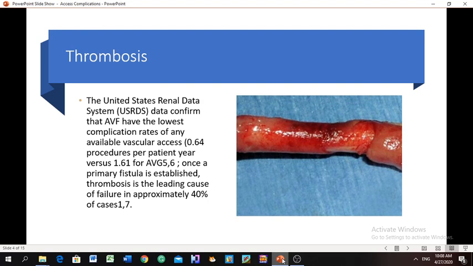The United States Renal Data System data confirm that arteriovenous fistulas have the lowest complication rates of any available vascular access, 0.64 procedures per patient year, and 1.61 for arteriovenous grafts. Once a primary fistula is established, thrombosis is the leading cause of failure in approximately 40% of cases.